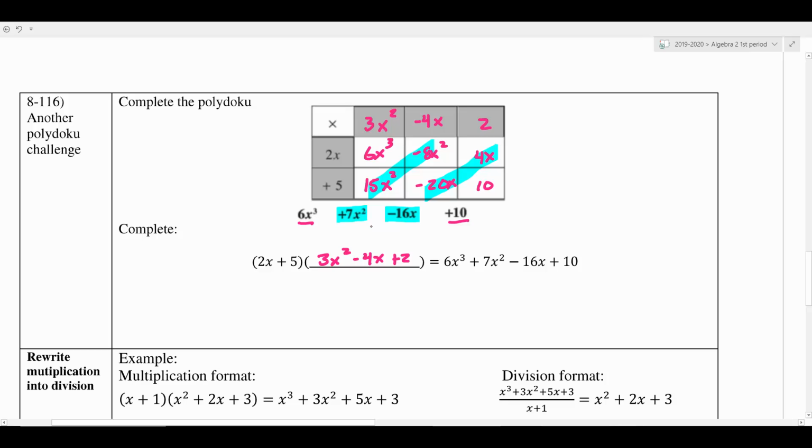All right, that's enough for today. That's your introduction to PolyDoku. You guys should probably practice this. Make sure you become really good at solving these PolyDoku puzzles, because they will come in very handy later on when we use this to do division.